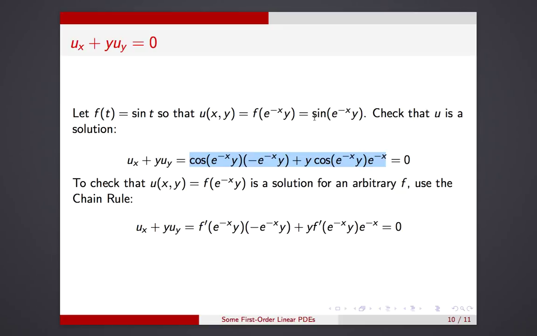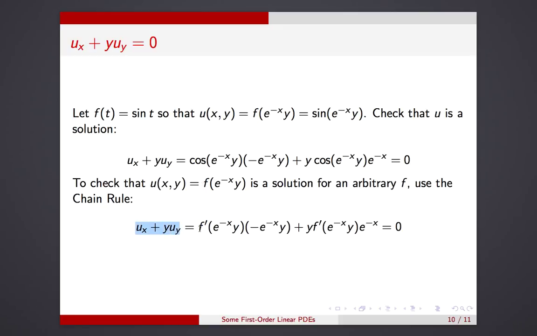So here's a concrete solution. Sine of e to the negative xy is a concrete solution. It looks like those curves on which we are constant, just some function of them. So to check that anything of this form works, we can just use the chain rule. So here's that computation here.